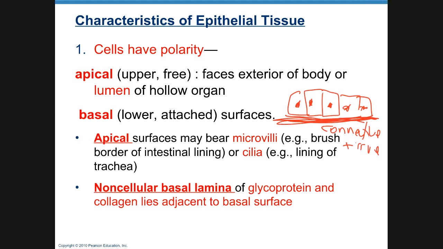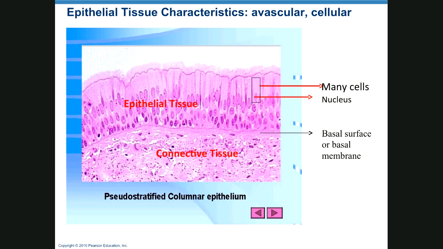The top surface, the apical surface, oftentimes will exhibit modifications like cilia, which are going to be little protein fibers extended onto the surface, or microvilli, which are folds of the cell membrane. So we will note microvilli and cilia on epithelial tissue if the tissue has those modifications. So here's a depiction of epithelial tissue up here.